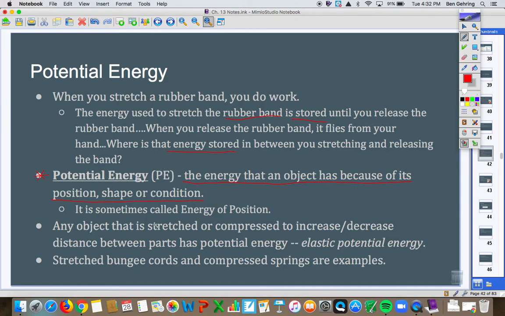So any object that is stretched or compressed to increase or decrease the distance between parts has potential energy. That's your elastic. Things like shocks on a bike or shocks in a car. That's elastic potential energy. And bungee cords, same kind of idea.